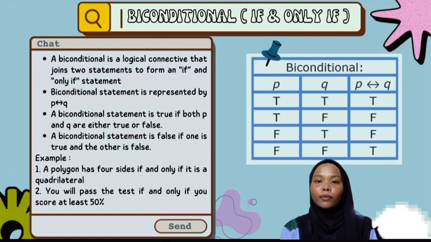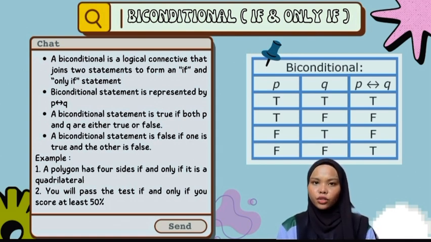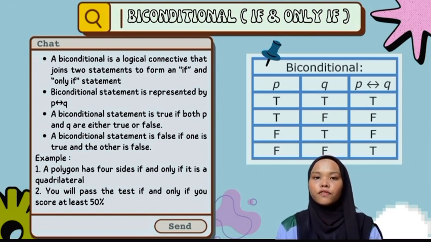For example, number 1, a polygon has 4 sides if and only if it is a quadrilateral. Number 2, you will pass the test if and only if you score at least 50%. For a biconditional truth table, if P is true and Q is true, then the statement is true. If P is true but Q is false, then the statement is false. If P is false but Q is true, then the statement is false. If P is false and Q is false, then the statement is true.